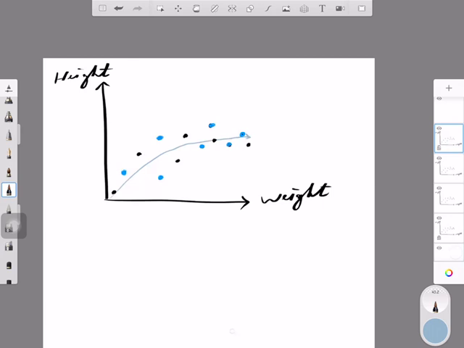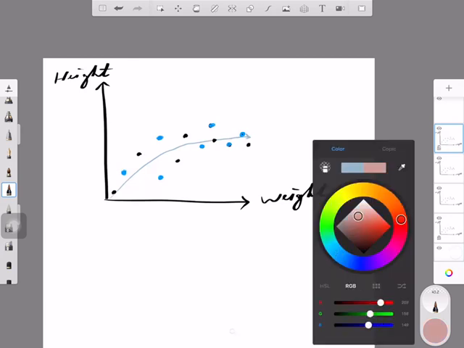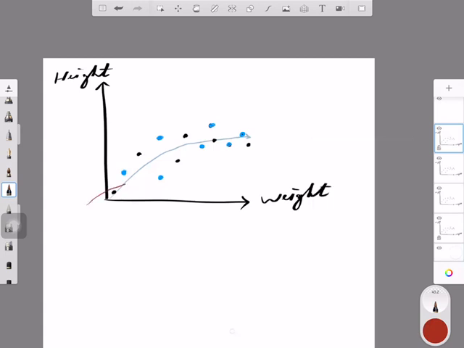Oops, where did my curve go? I think I just deleted my curve. Let me draw the curve again. So this is my reference. Remember that. Let me lock this layer.